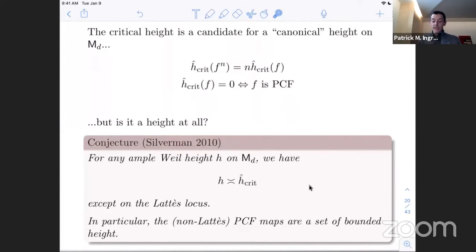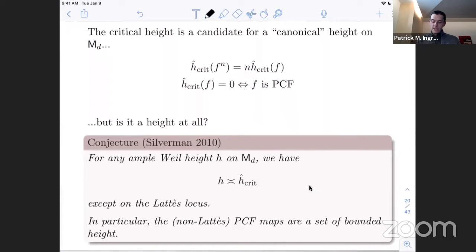And similarly, the critical height vanishes exactly at the post-critically finite rational functions. This is now in the context of Q bar, precisely because the canonical height vanishes exactly at pre-periodic points. But this is so far a height in name only, right? There's no reason to believe that this is an actual height function that comes from some actual embedding of M_d into projective space. And so this conjecture was made at a conference in 2010 by Silverman, that basically this critical height should be asymptotically commensurate to any ample Weil height.